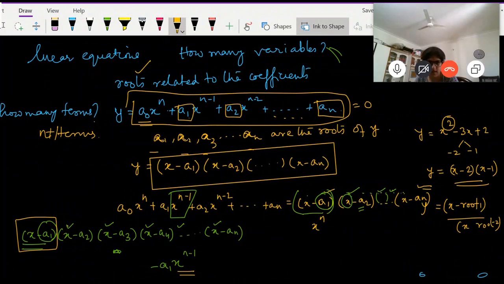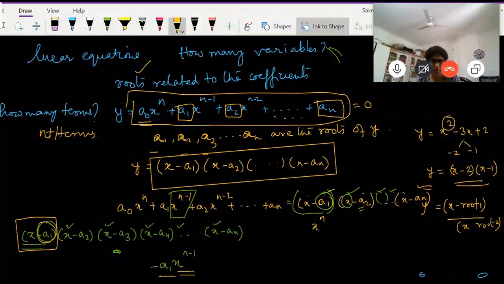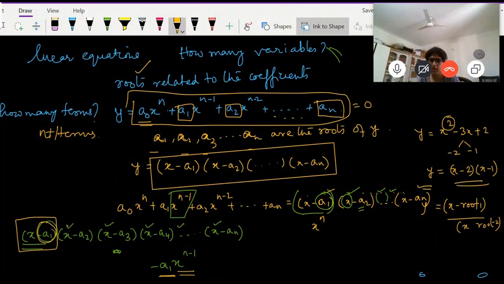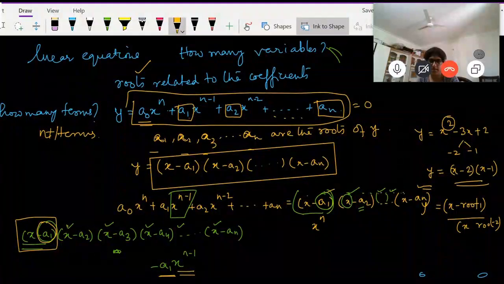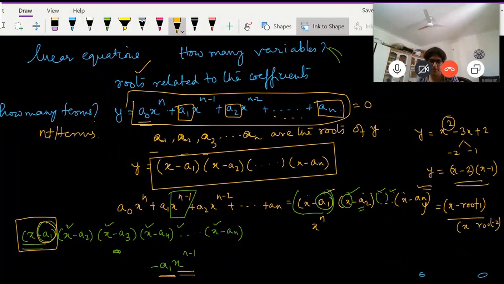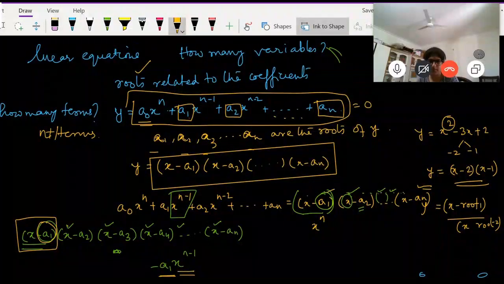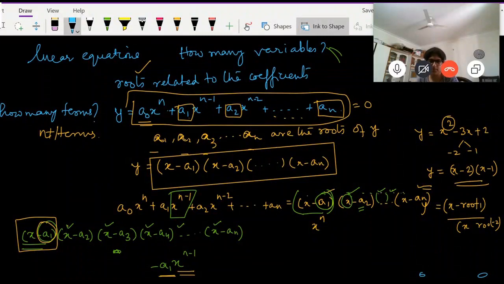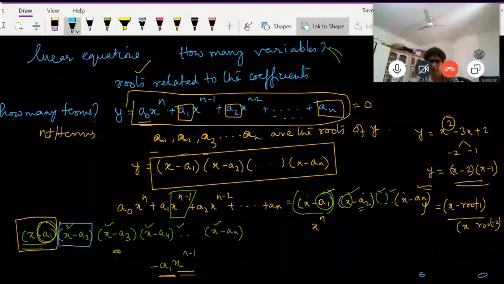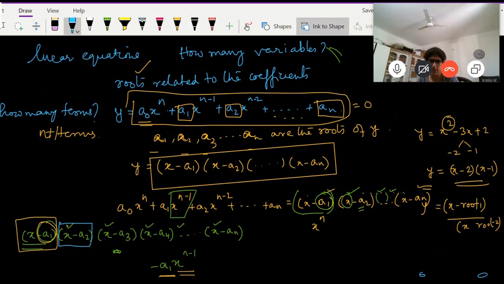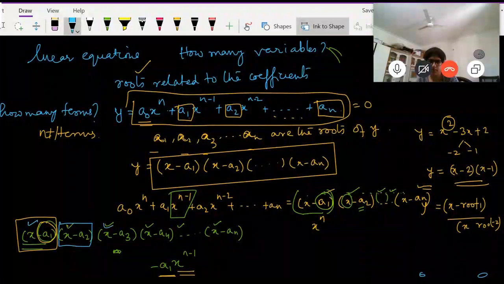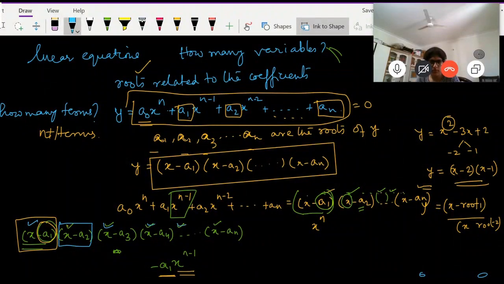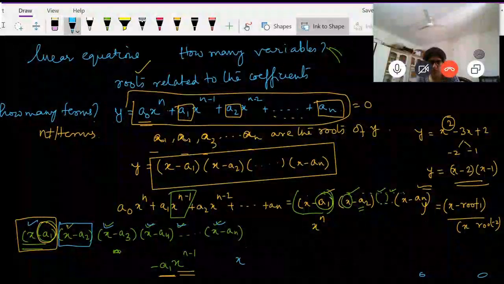And with that, I am multiplying the constant term of the first term, which will give me minus a1 x to the power n minus 1. Next, I cannot do this only for one term, right? I have to do it for all the terms. So the same thing I will do. I will keep x minus a2 out and I will multiply the x terms of all the other terms. That will give me x to the power n minus 1.